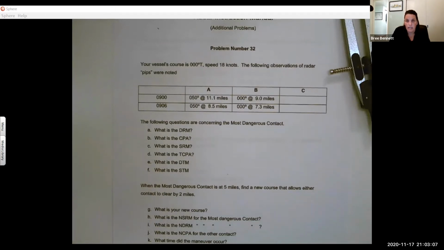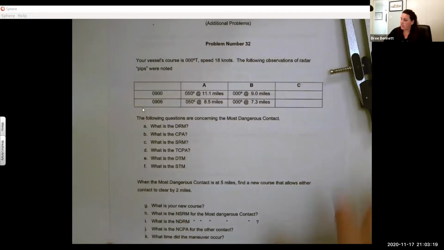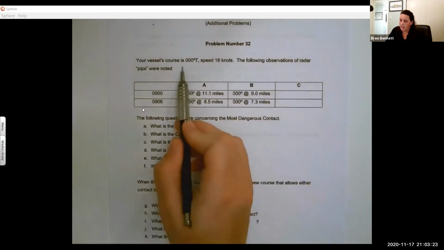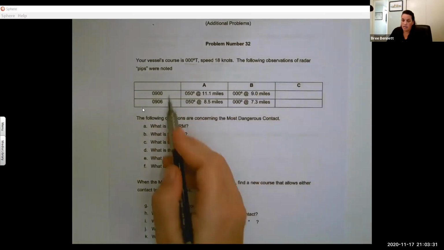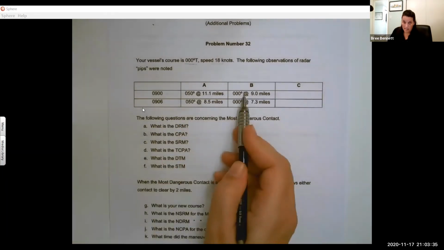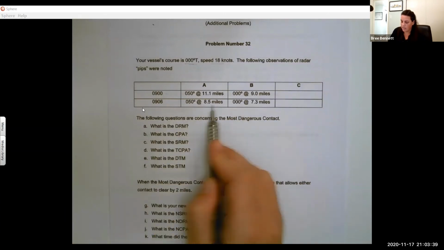So now let's actually do a problem. I want to make sure I get the right one. Okay, so it is going to be a radar instruction manual. There we go. Okay, so we have 2 targets. We have our vessel 000 at 18 knots. The following observations were noted on the radar at 0900. We have A and B targets, and then 6 minutes later, we have another A and B target. So let's plot it.